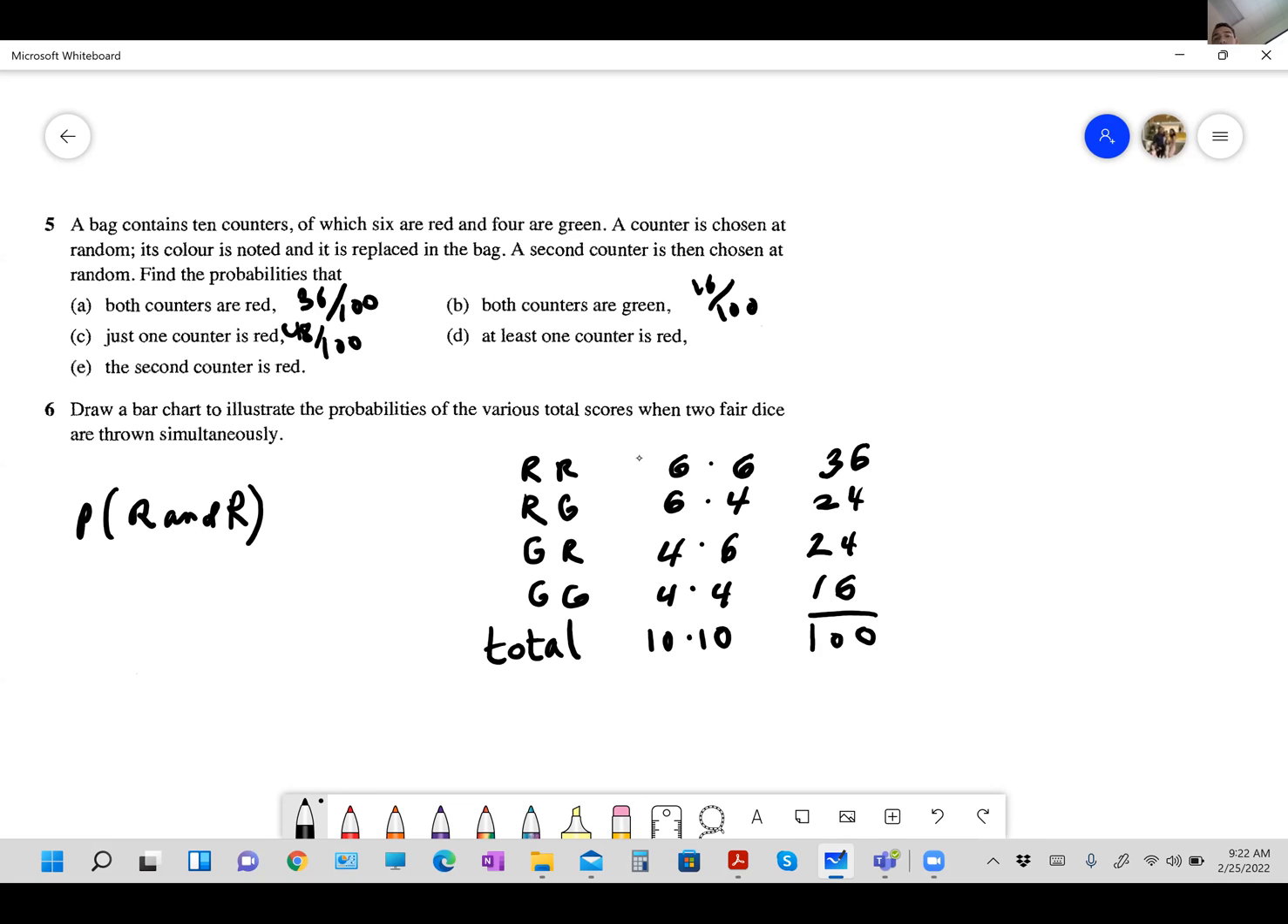So that's 48 plus 36. 48 plus 36 divided by 100. And this is 14, carry the 1. 84 over 100. The second counter red is 24 out of 100. And you're done. But you had to know that. You had to know that that's the way. And unfortunately, it is self-explanatory.